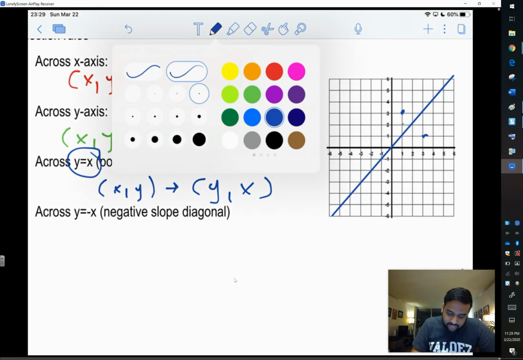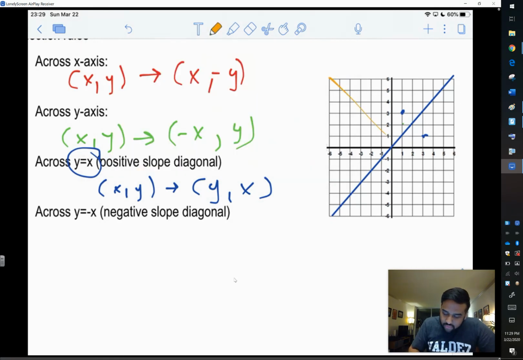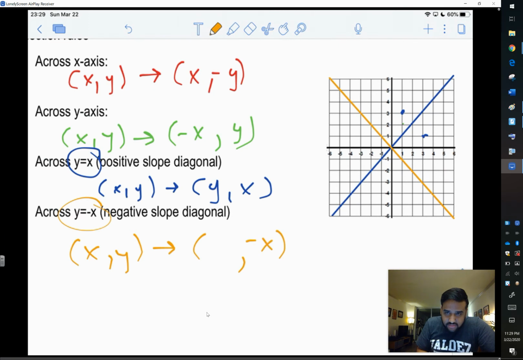Finally, we have y equals negative x, which is this line right here. It's a negative slope diagonal passing through the origin. Much the same, this tells you what to do. The rule is take your old point, the y value, that's going to be negative x. So the x value will be negative y. It's another way of saying the same thing.